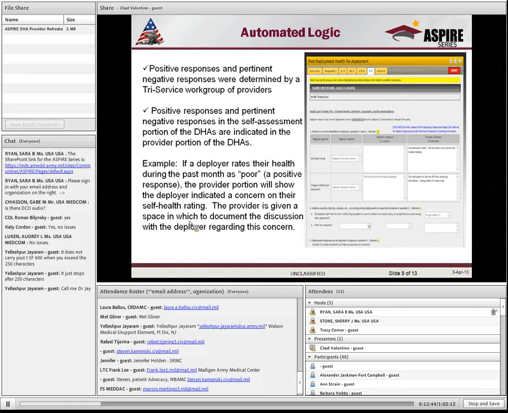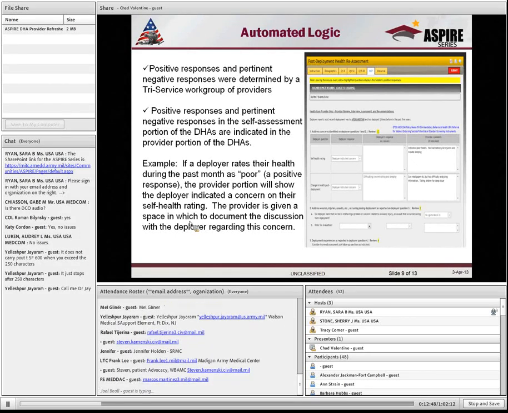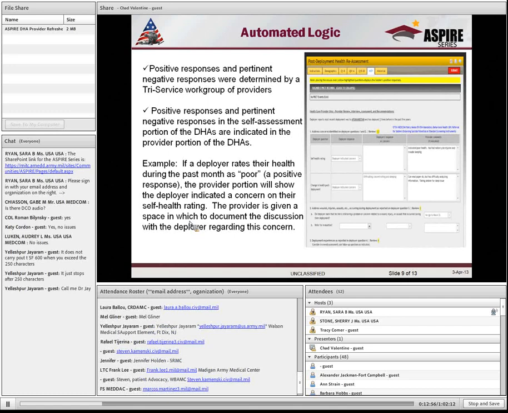Okay, continuing with the automated logic. Positive responses and negative responses were basically determined by a tri-service work group. When designing these forms and the logic for the new forms, basically what they did is they took providers from all three services, threw them in an office together, and the three forms are the product of that work group. So this is all created by providers.